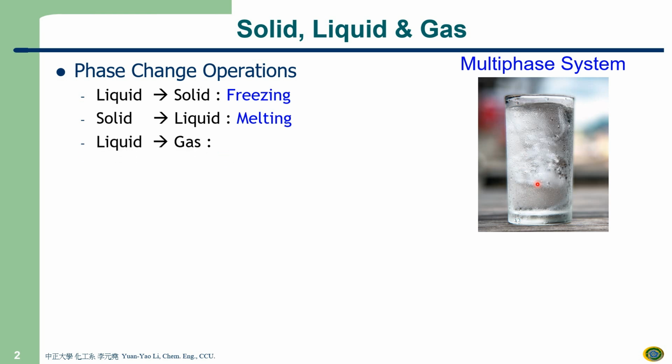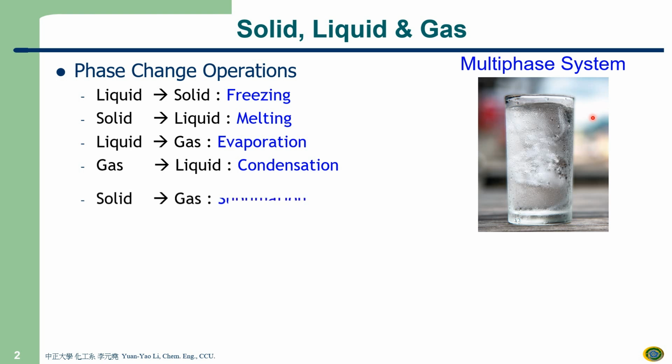How about liquid to gas? Liquid to gas. So this water was vaporized, the liquid was vaporized, right? So what we call evaporation. How about gas to liquid? Gas to liquid is called what? Condensation. Gas was condensed to become liquid. Okay, we call it condensation. So these are the operations.